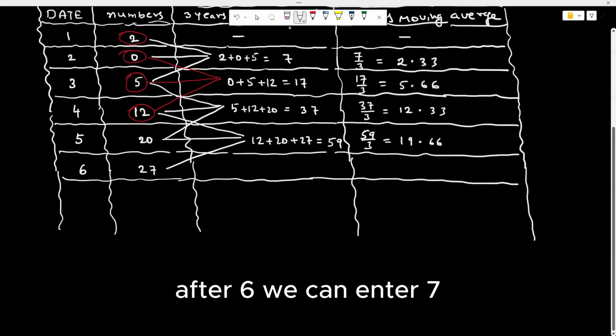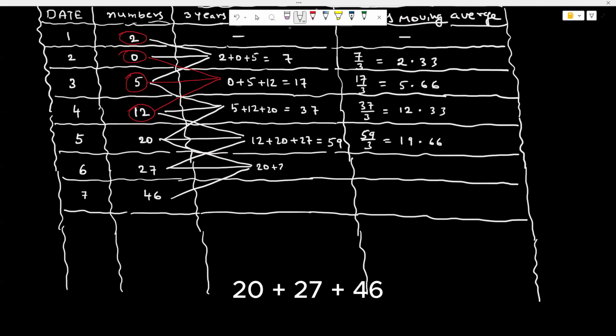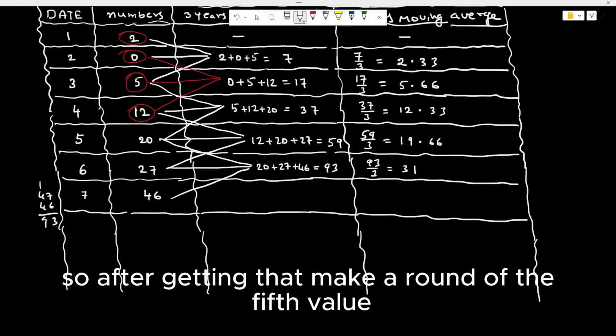After 6, we enter 7. For 7, it is 46. 20 plus 27 plus 46: 20 plus 27 is 47, 47 plus 46 is 93. So 93 by 3 is 31. After getting that, make a round of the fifth value.